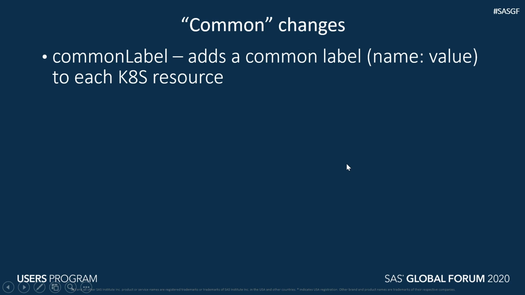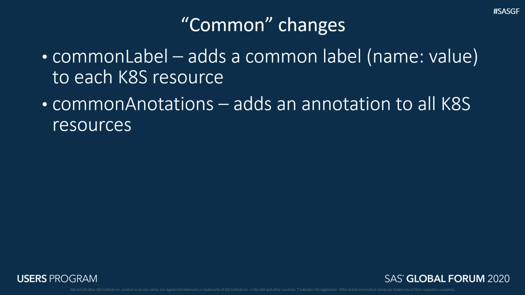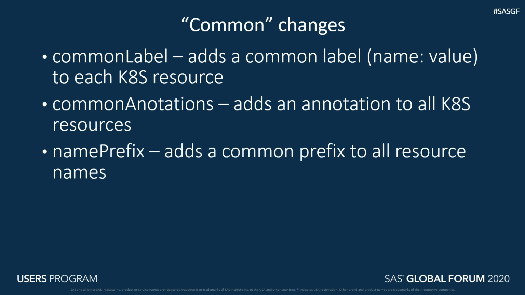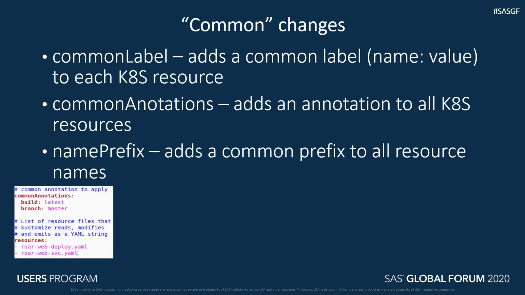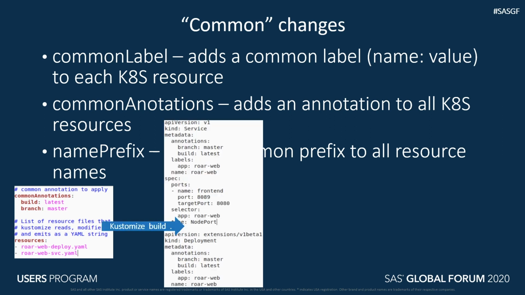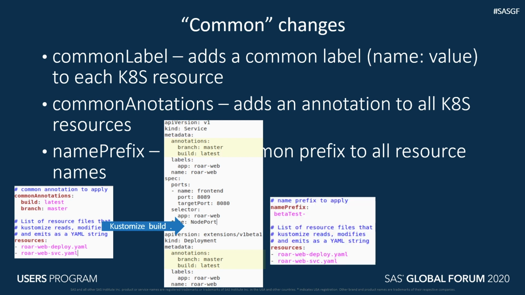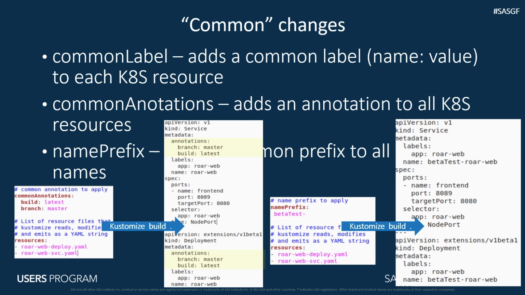Common changes you can do through Kustomize. Common label adds a common label, a name-value pair, to each Kubernetes resource. Common annotations adds an annotation to all Kubernetes resources. Name prefix adds a common prefix to all the resource names. Here you can see common annotations. If I do a Kustomize build, then I get the build: latest and branch: master annotations added into my Kubernetes object. Likewise, if I had a name prefix, note that I have the prefix attached onto the names of my different objects.